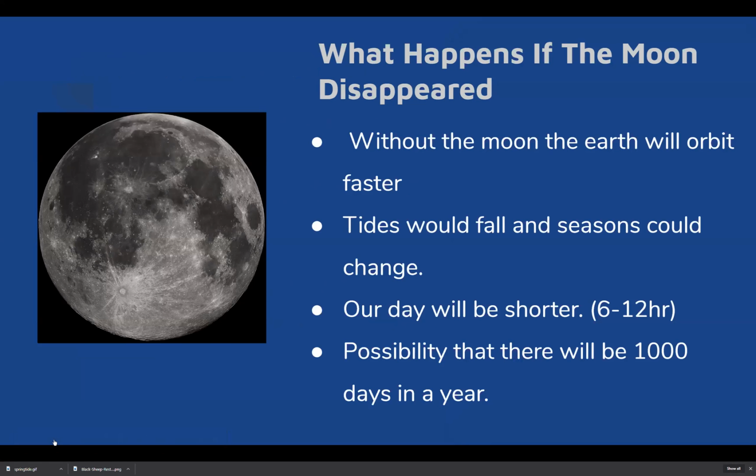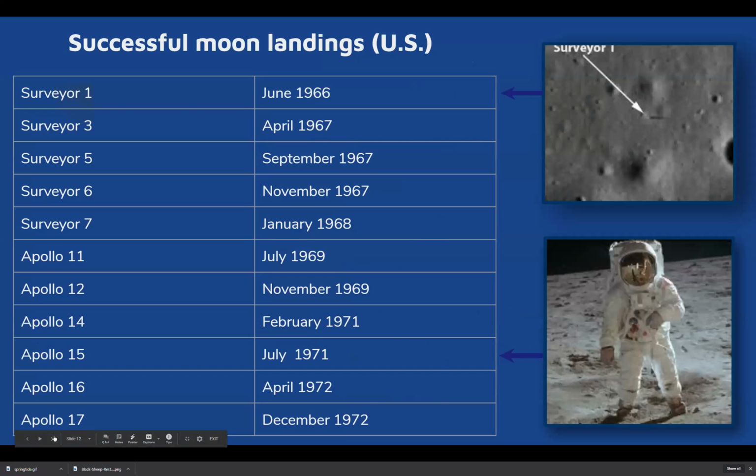What happens if the moon disappeared? Without the moon, the Earth would spin faster. The tides would fall and the seasons would change. Our days would be shorter. Instead of 24 hours, it would shorten to 6 to 12 hours. Possibly there would be 1,000 days in a year. That's kind of interesting that the moon is slowing down the Earth's rotation somehow.